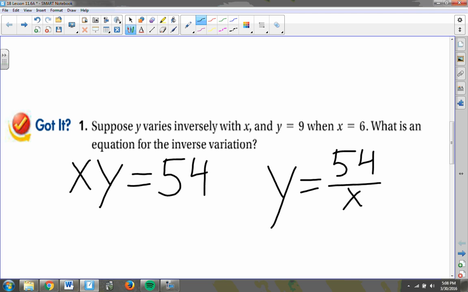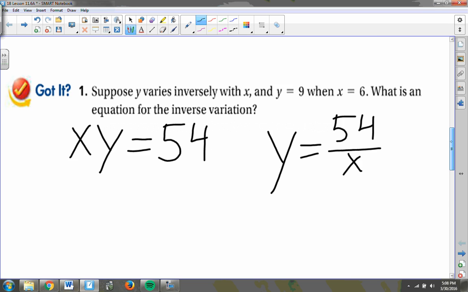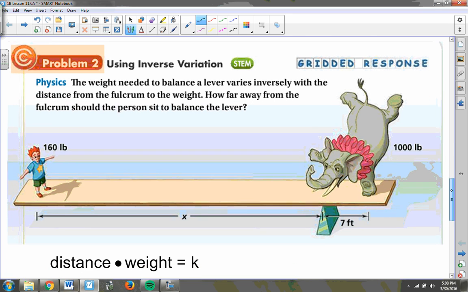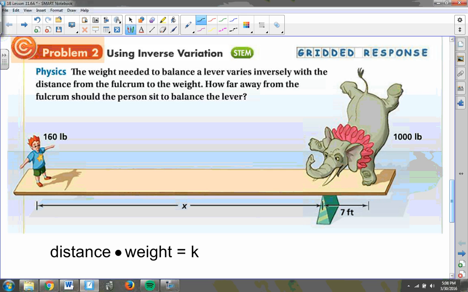So the other thing that I'm going to ask you to do in your homework is to use inverse variation to solve certain word problems in real life, in physics, and other subjects, and things like that. So here's an example from physics.